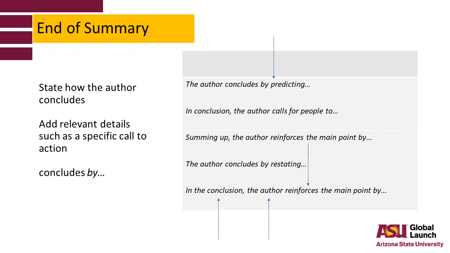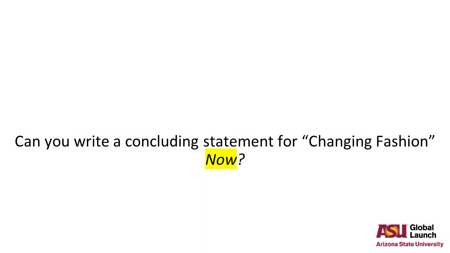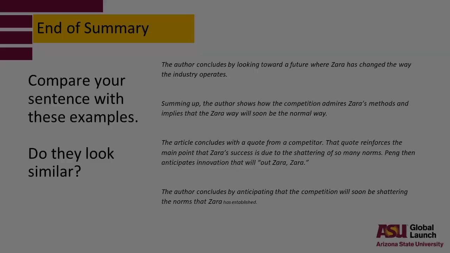To say how the author concludes, pay attention to the verb. In the example sentence starters, what verbs do you see? You see reinforces and calls for. You also see by phrases. For example, by restating and by predicting. Try it out. Write a concluding statement for Changing Fashion.